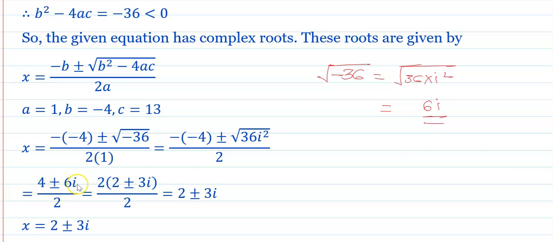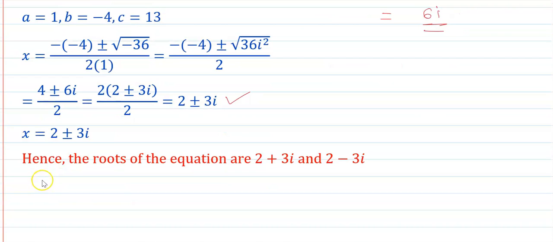Hence we write 4 plus or minus 6i upon 2. Take 2 as common. Then in bracket you will get 2 plus or minus 3i upon 2. 2 gets cancelled. You will get 2 plus or minus 3i. Therefore the roots of the equation are x equals 2 plus or minus 3i. Hence the roots of the equation are 2 plus 3i and 2 minus 3i.